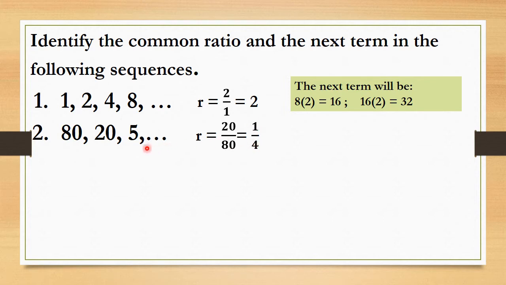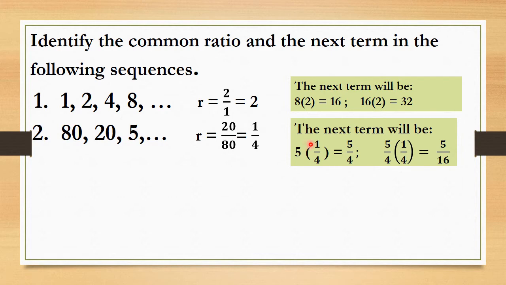Multiply 1/4 by 5. So we have 5 times 1/4, that is 5/4. Then, after 5/4, multiply 5/4 by 1/4. In multiplying fractions, we just multiply the numerator, then also multiply the denominator. So, 5 times 1, we have 5. 4 times 4, we have 16.